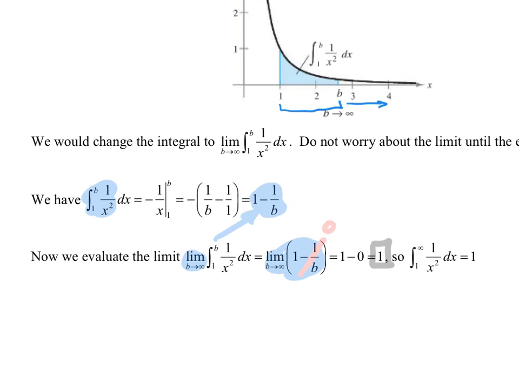Again, what did we do? Replace that infinity or negative infinity with a letter, integrate with the letter, get your answer, which is going to have numbers and letters, and then simply take the limit as that letter goes to infinity or negative infinity. Go to the next page for some more examples.